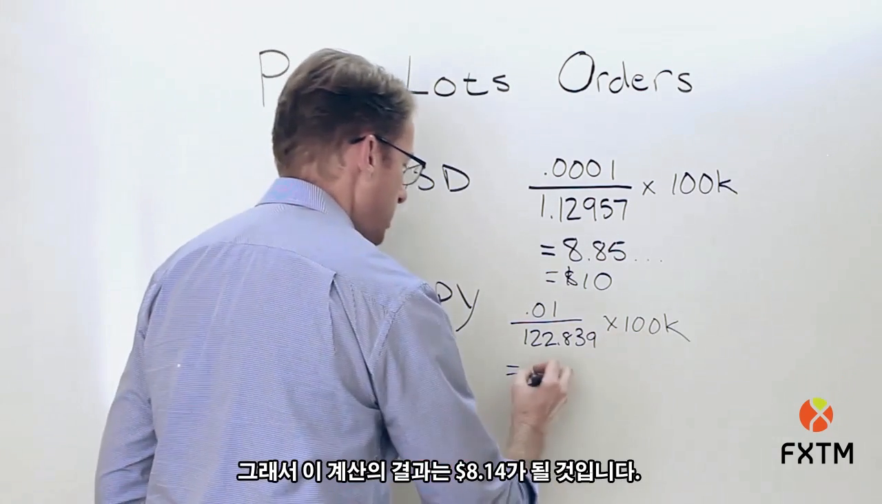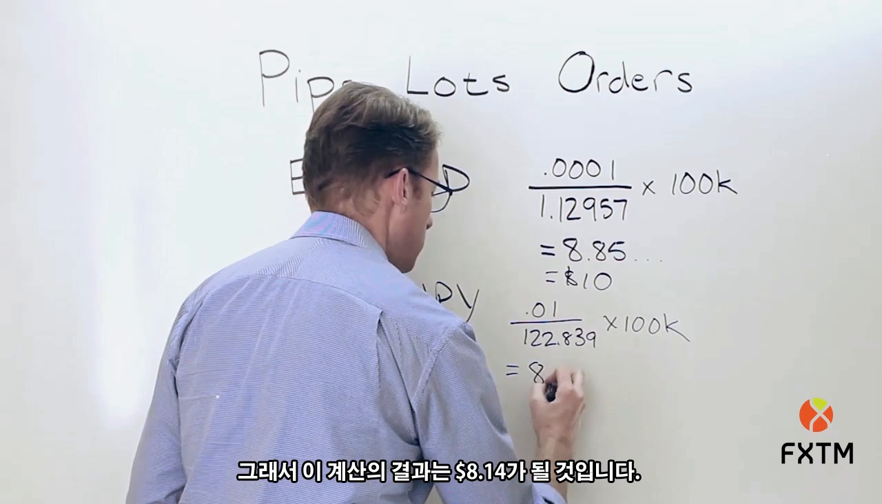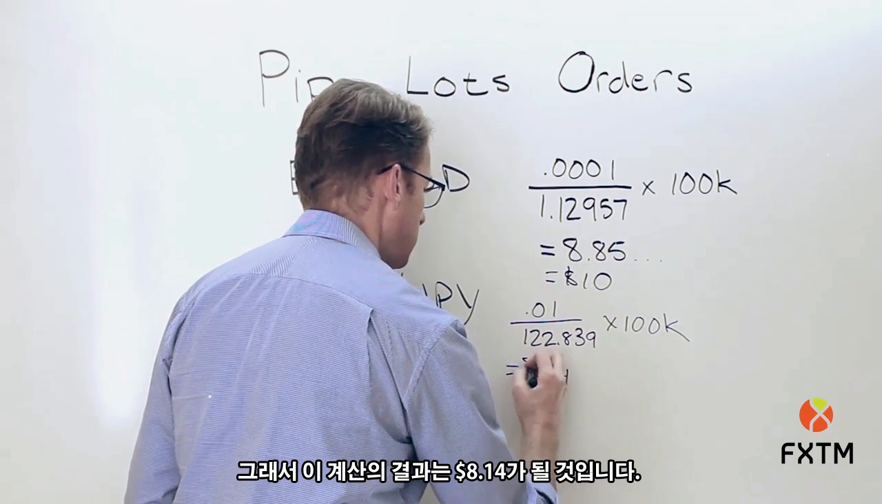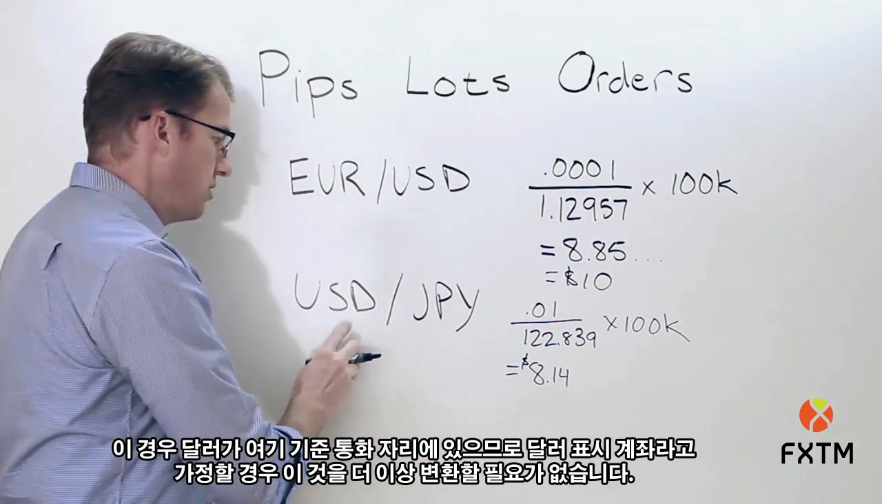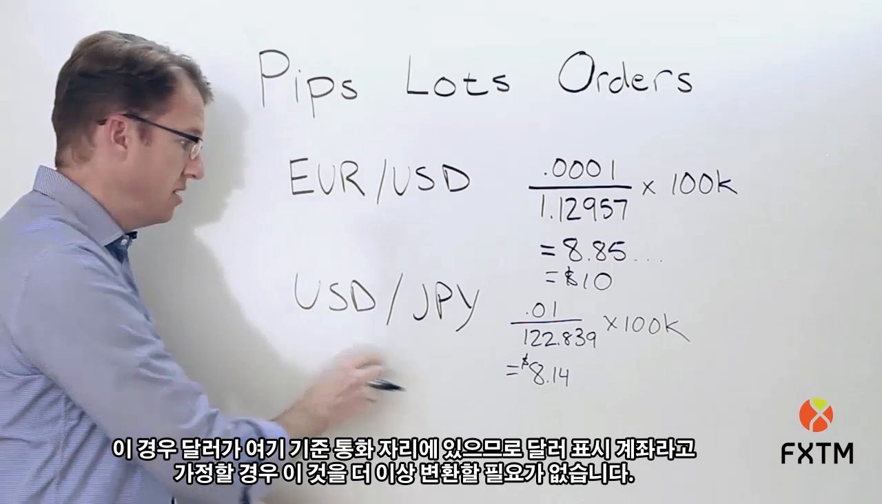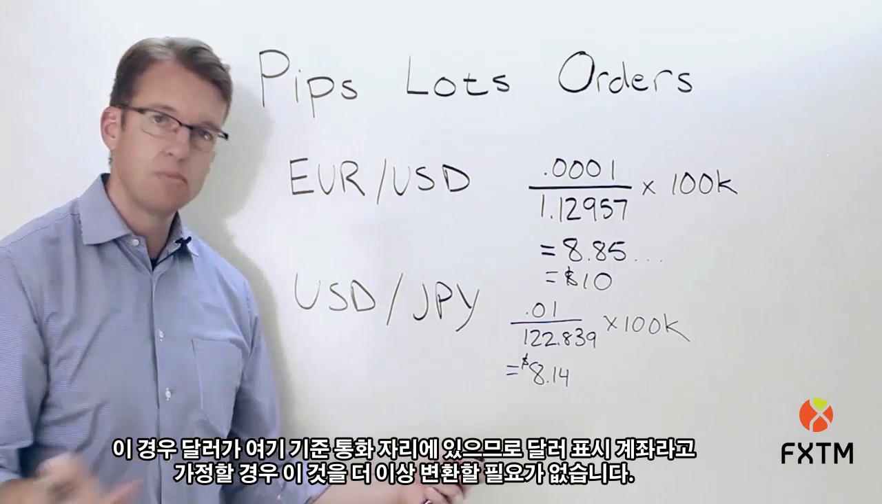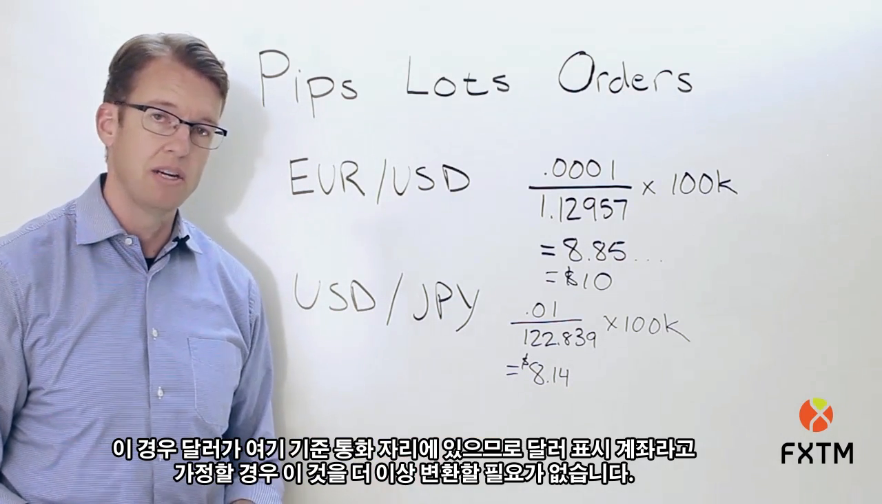And that's actually going to give us a result that we don't have to then convert any further. So the result from this is going to be $8.14. So in this case, where the dollar is over here on the base side, then we don't have to further convert this, assuming that your account was in dollar-denominated terms.